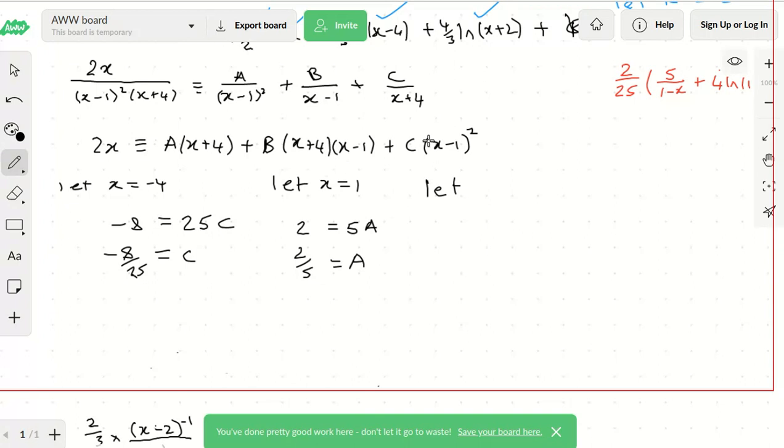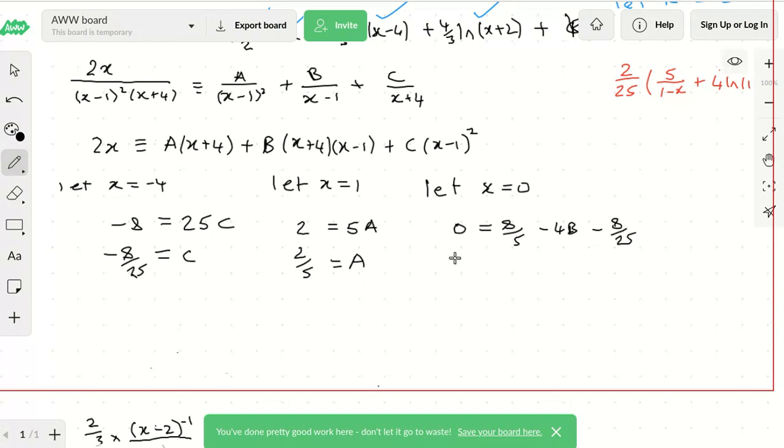Because we've got bx squared plus cx squared here, you're going to have b equal to minus c. And so b is going to be 8 25ths here. But I'm guessing that you probably would have let x equal 0 or something like that, and you would have got 0 equals 4a, which is 8/5, and then you would have got minus 4b, which is what we're looking for, and then plus c, so minus 8 25ths.